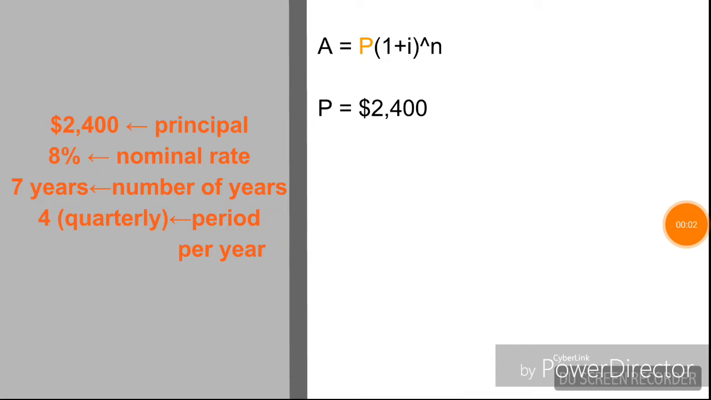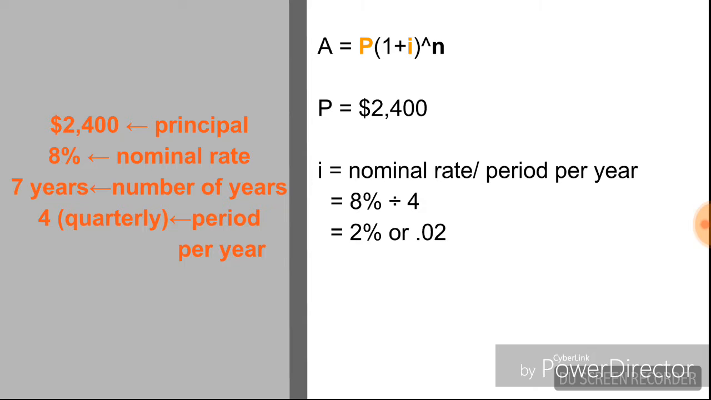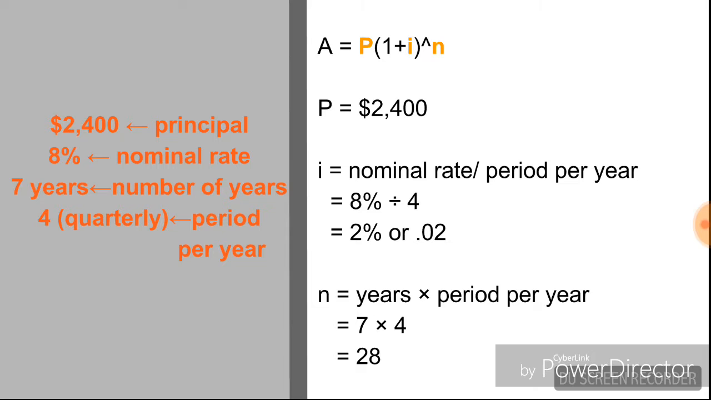In this problem, the principal is already given, which is $2,400. We would only need to compute for the interest rate per period and the total number of compounding periods. To compute for the interest rate per period, we need to divide the nominal rate by the number of periods per year. 8% divided by 4 equals 2% or 2/100. To compute for the total number of compounding periods, we need to multiply the number of years by the number of periods per year. 7 times 4 equals 28.